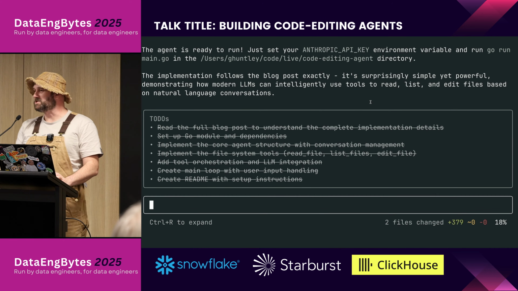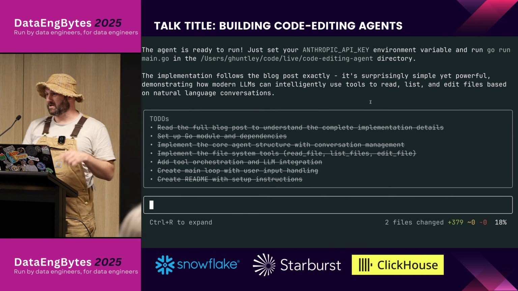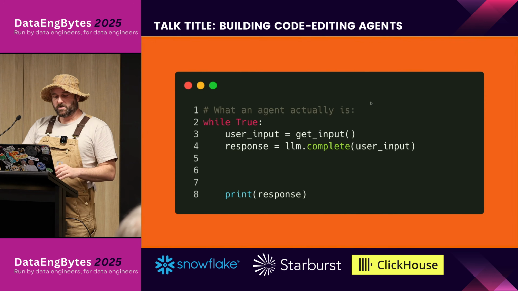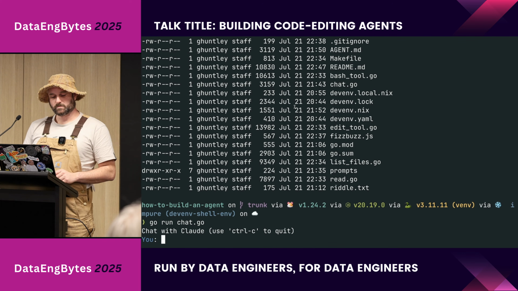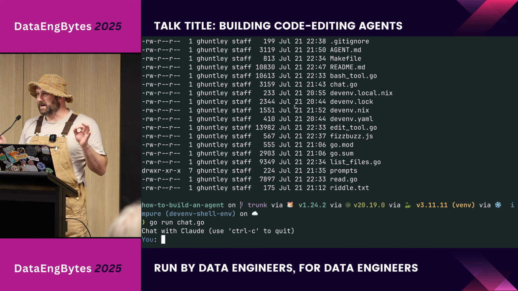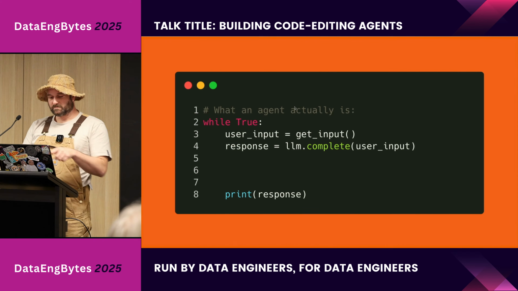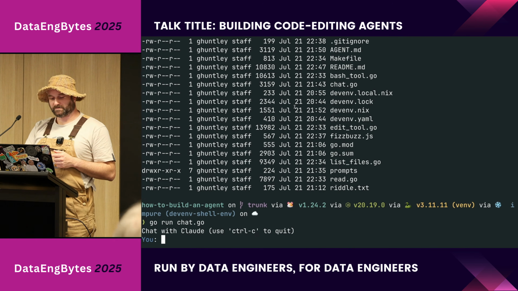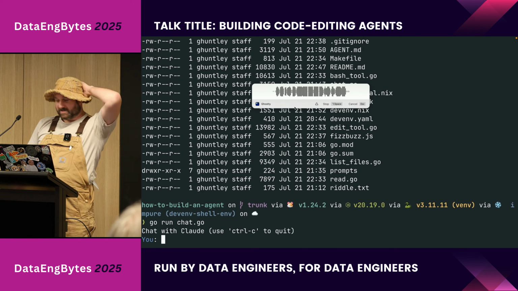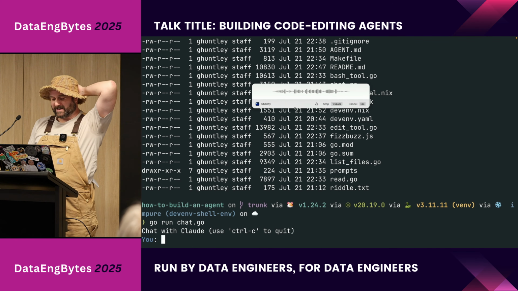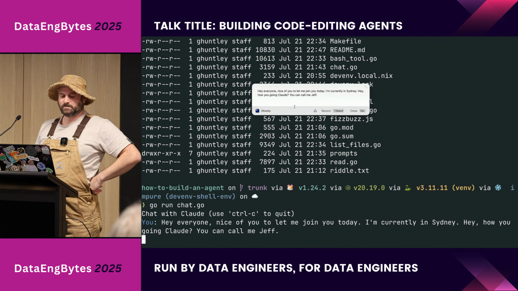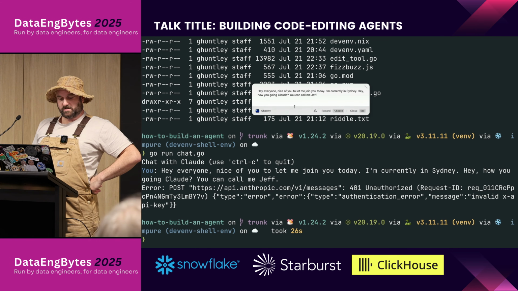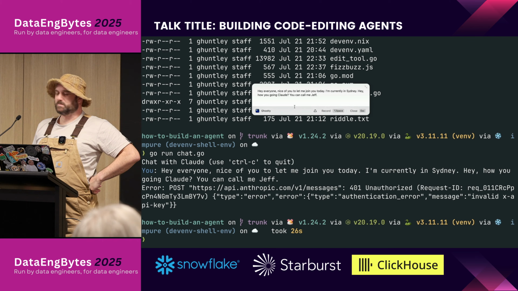Meanwhile, that agent is now built in the background while I've been talking. This is why the new norms of engineering productivity are changing. So let's have a look at this particular thing. Cool. So what we've got here is your baseline agent. And the baseline agent is this. We're just going to have a chat conversation. Hey everyone, it's nice for you to join me today. I'm currently in Sydney. Hey, how you going, Claude? You can call me Jeff. So we're going to have a little chat with a conversation. And this is the part where I'm getting a live demo failure because I invalidated my API key, which is going to be a little bit risky to do live.